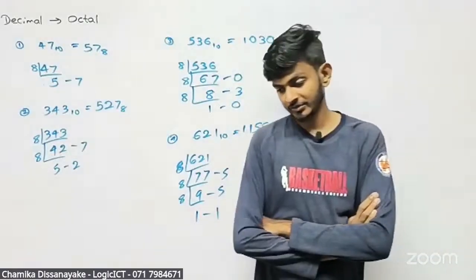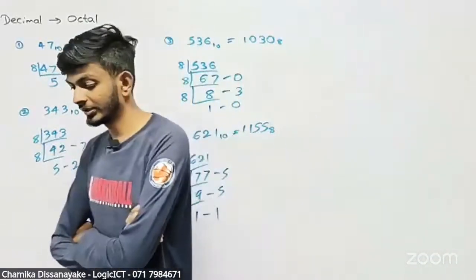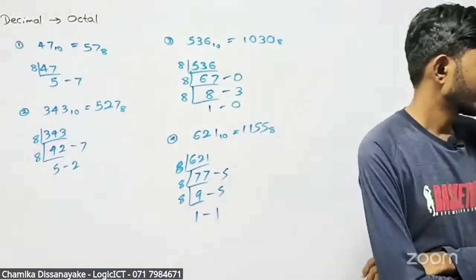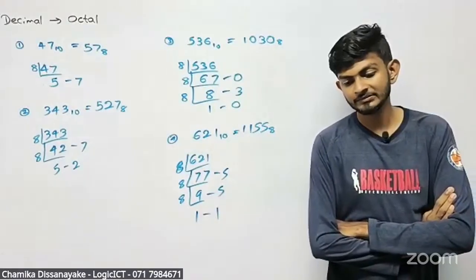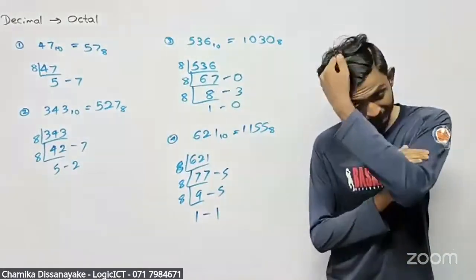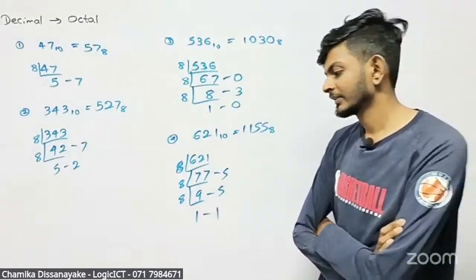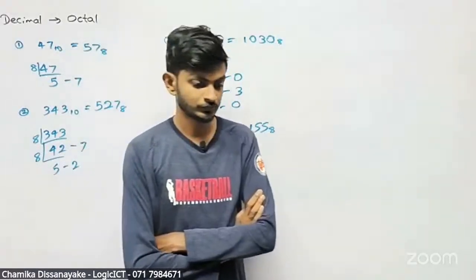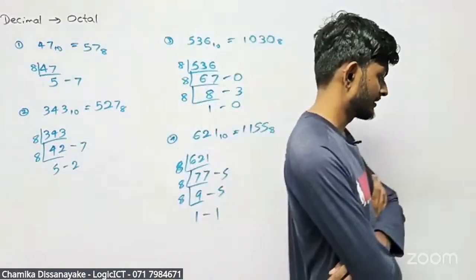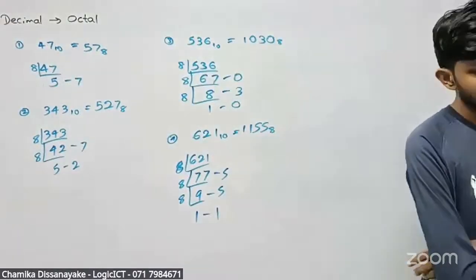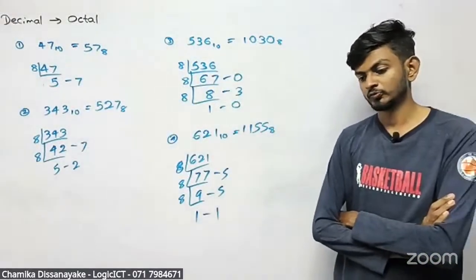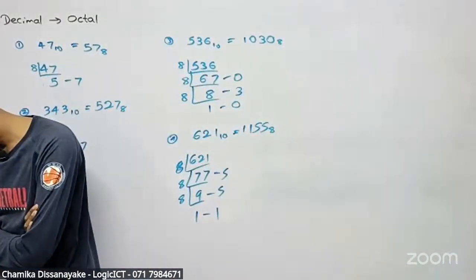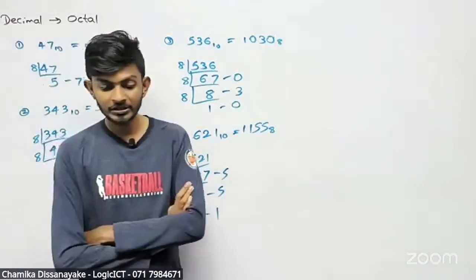Okay. Second point. Divide the numbers until the remainder is 0.